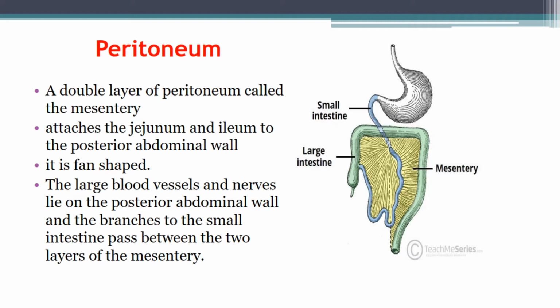The large blood vessels and the nerves lie on the posterior abdominal wall, and the branches to the small intestine pass between the two layers of the mesentery. So this is all about the mesentery.